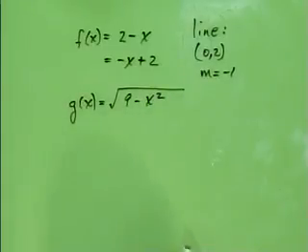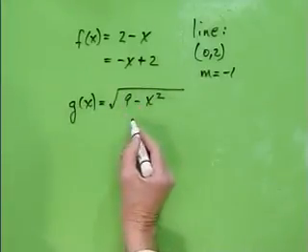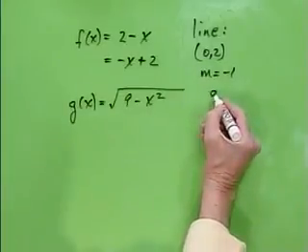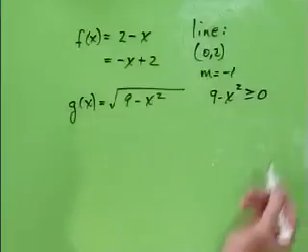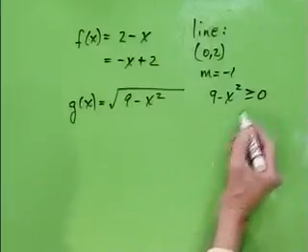Well, that's obviously not a linear function, but it looks like it's a function. We have a function rule. What would you say is the domain of this function? Well, let's see. Now, the number under the radical can't be negative. So I know that 9 minus x squared has to be 0 or larger. So I'm going to solve this inequality.